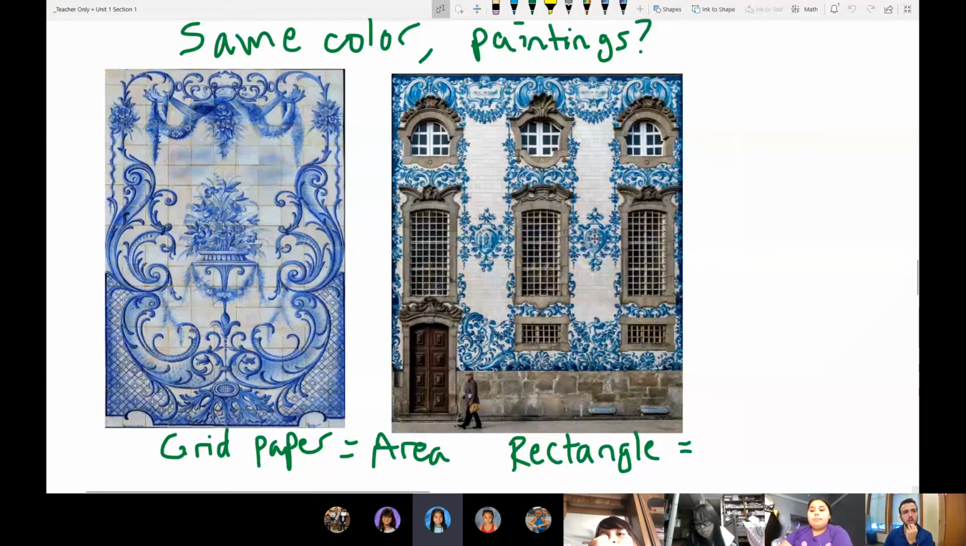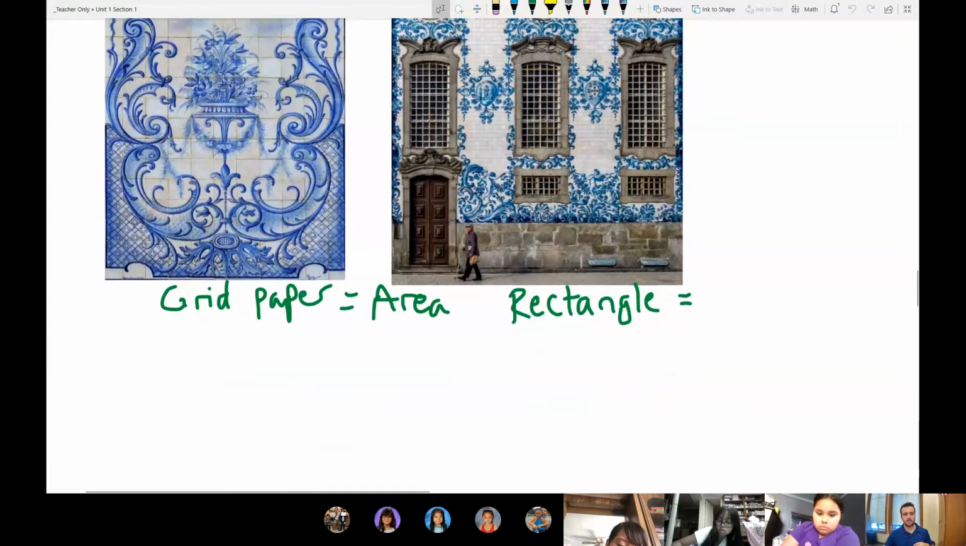Both of them have flowers. What's that? Both of them have flowers. Okay, yeah, for notice and wonder, yeah. Both of them have flowers, kind of similar designs, same color. We'll get into the area of a rectangle next, okay? Let's move on to this next activity.